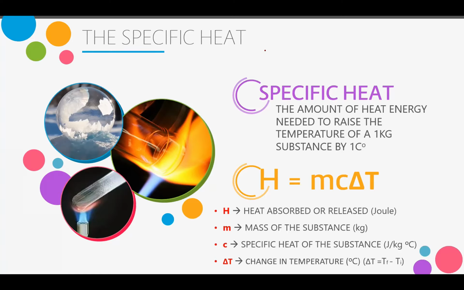And the equation for specific heat is H equals m times c times delta T, where H is the heat absorbed or released, which is in joules. m is the mass of the substance, which is in kilograms. c is the specific heat of the substance, which is in joules per kilogram degree Celsius. And delta T is the change in temperature, which is in degrees Celsius.